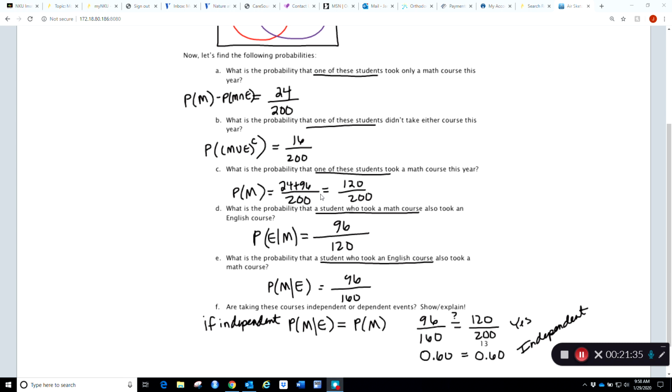All right, so at this point, hopefully you feel ready to do some Venn diagrams and do your homework and all those fun things as well.